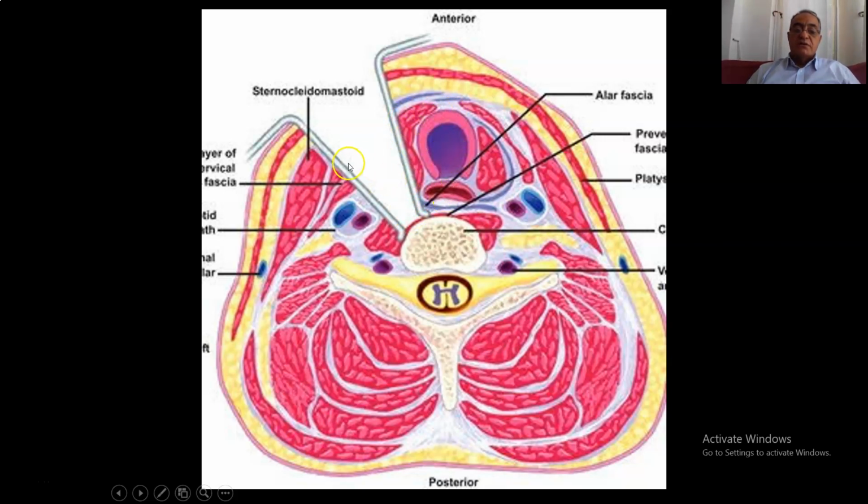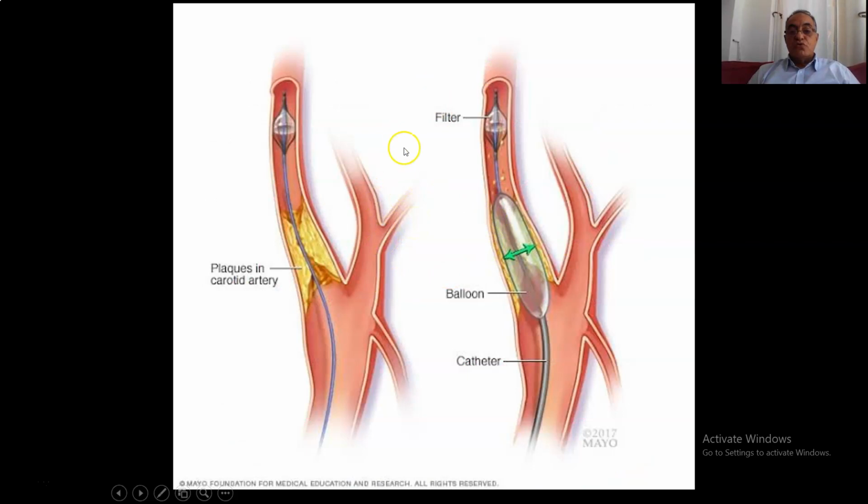and the esophagus, and here you have the sternomastoid and the carotid sheath, and you go in between to reach the cervical vertebrae. This is to show you carotid endarterectomy. You have a plaque at the beginning of the internal carotid, sometimes in the common carotid. You can deal with it by a neurointerventional technique.